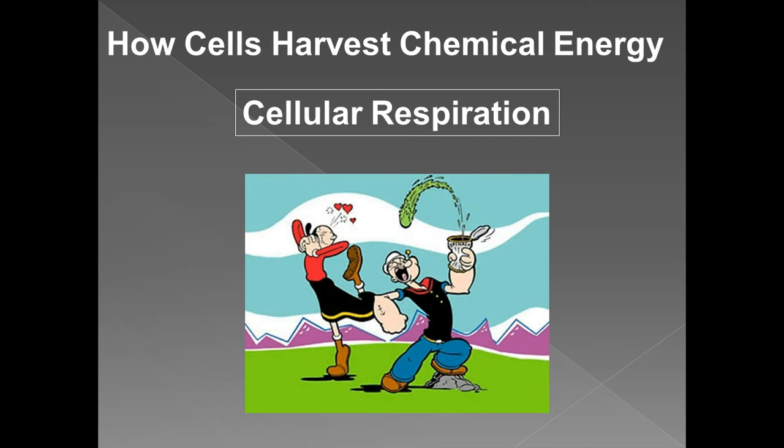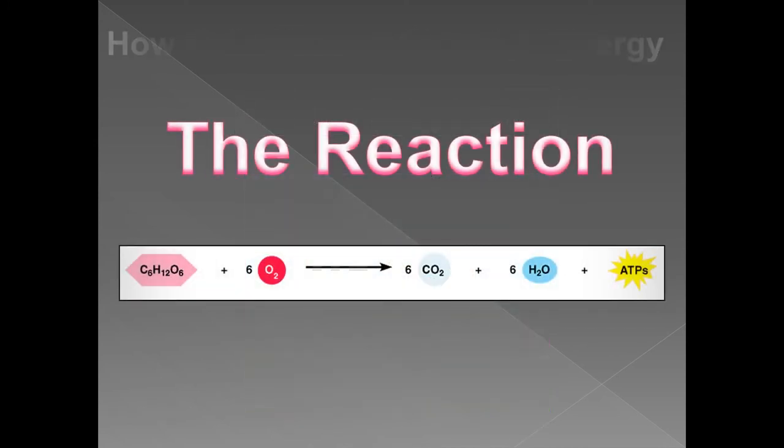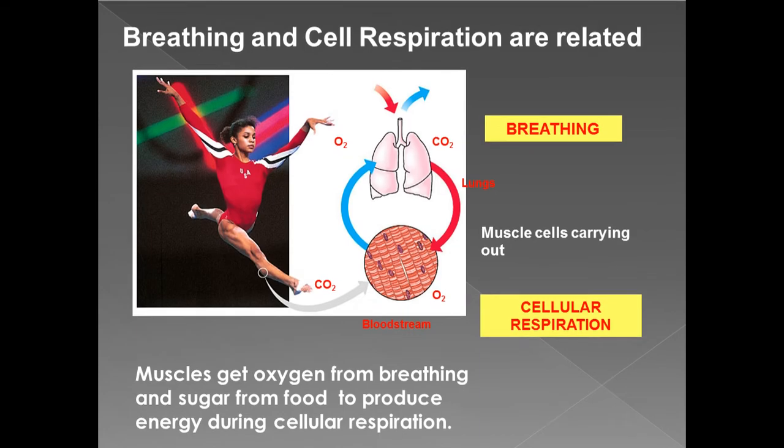For this assignment, we're looking at cellular respiration, which is how cells harvest chemical energy. The basic reaction looks like this. You have C6H12O6 plus 6O2 yields 6CO2 plus 6H2O plus many ATPs. We'll go over the specifics of this reaction throughout the PowerPoint.